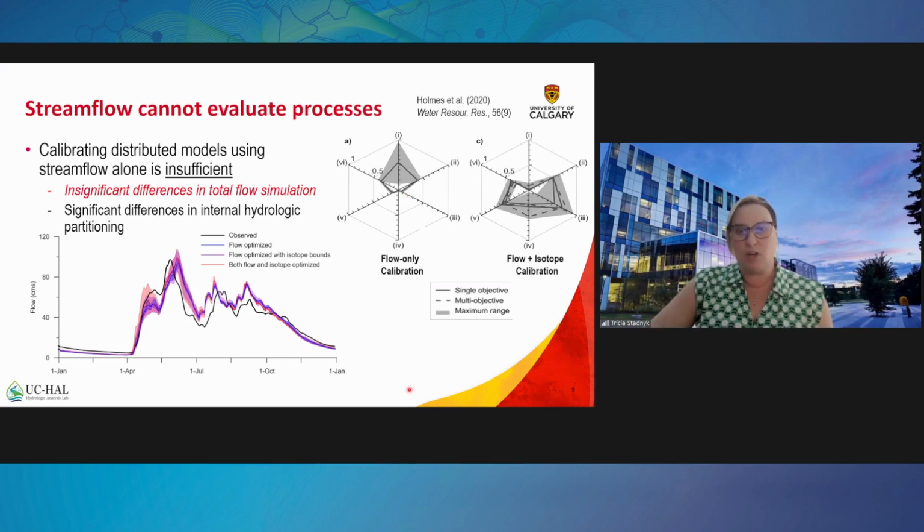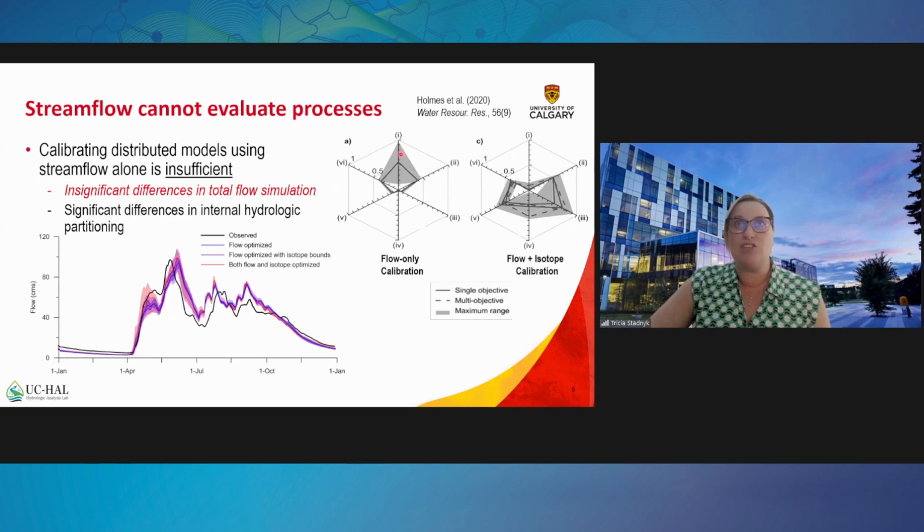But if we move to the top right, despite there being insignificant differences in streamflow, internally within the model, there can actually be very large differences in terms of where that water's going and where it's being stored. The radar plots, each corner represents a different storage compartment within the model controlled by different parameters. The left one is from the flow only calibration here. So the one that I'm circling, or plot A.